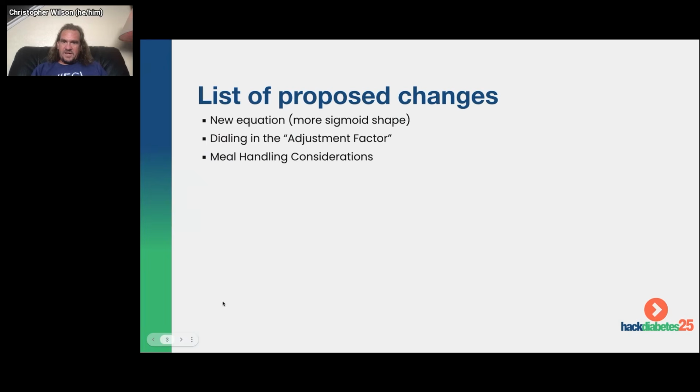So here's the proposed changes. The first is a new equation that will have a more sigmoid shape. It's actually really just a limit, adjusting where there's a zero crossing in the equation and putting a limit there. And then also automating the adjustment factor so that it doesn't need to be tweaked as often for people who have big variations day to day or week to week in their insulin needs. And then also some considerations around meal handling. Next slide.